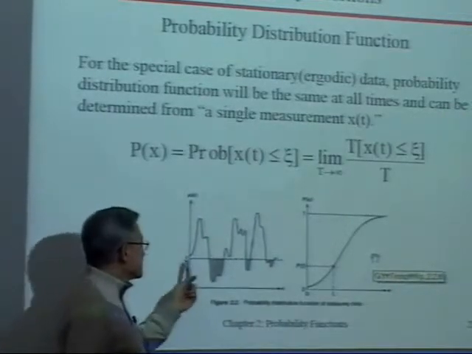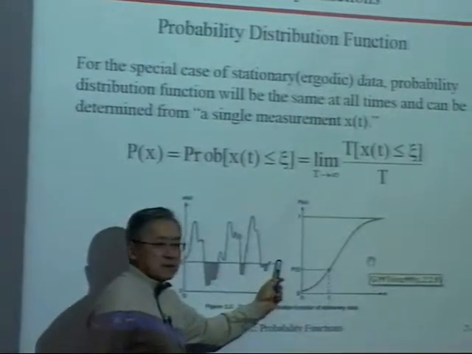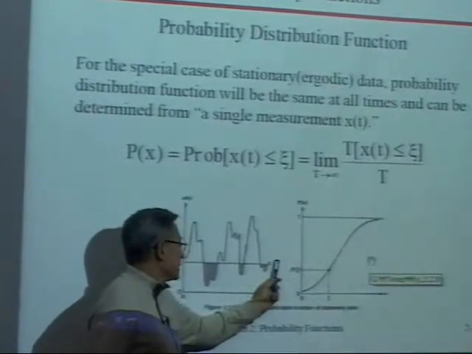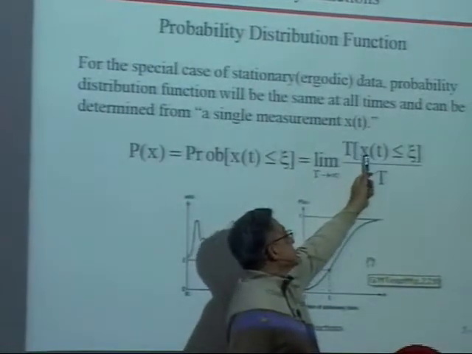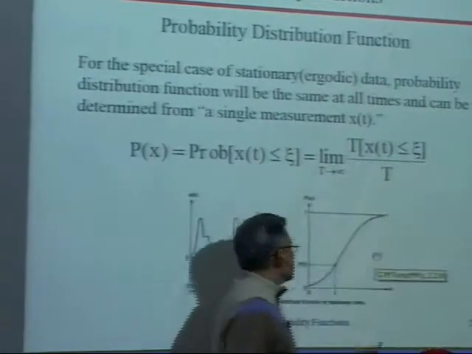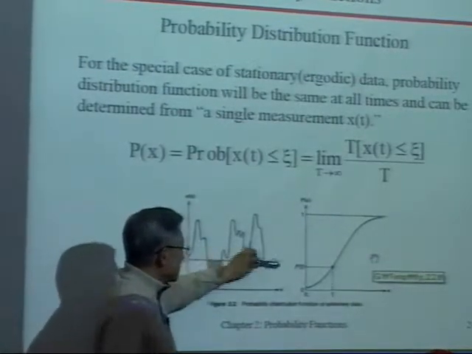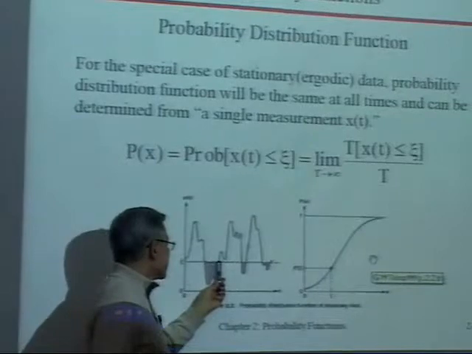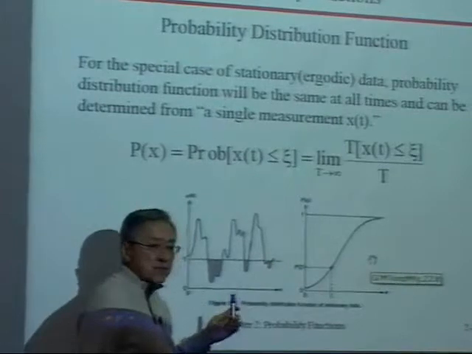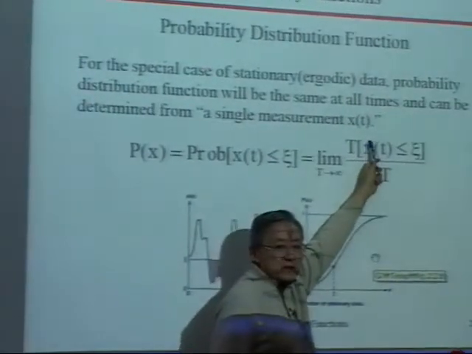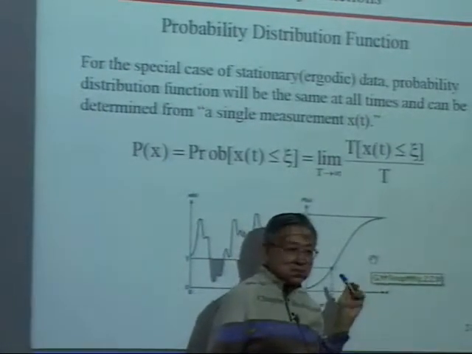So here, let's say the total time that you're dealing with is from here to here. Total time is T here. Then this is the time that x is less than or equal to chi. This is the chi value right here. If you just draw the line here, this amount of time plus that amount of time plus that amount of time is exactly right here at the numerator. You see that?